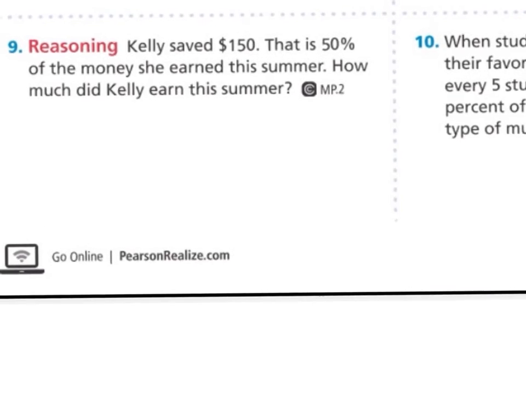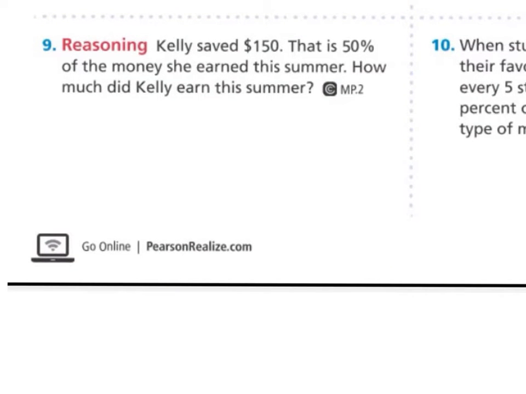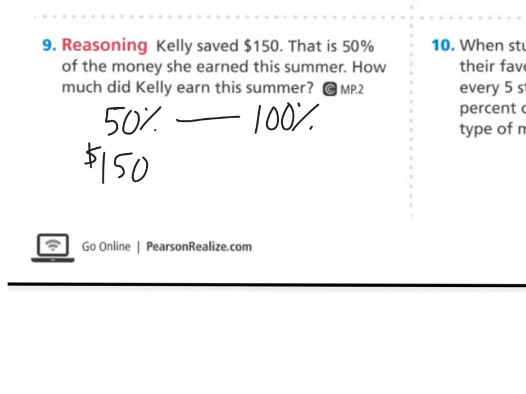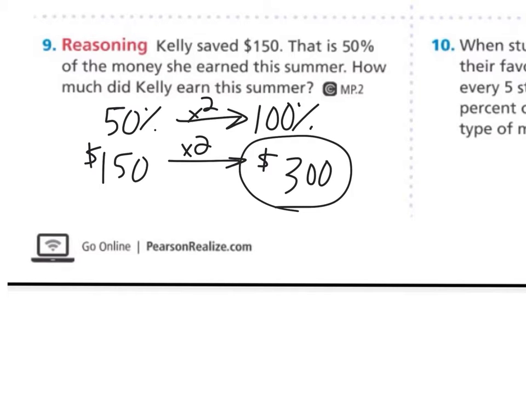If we go to number 9, Kelly saved $150. That is 50% of the money she earned this summer. How much did Kelly earn this summer? So 50% is $150. We're trying to get to the full amount she earned, 100%. So to get from 50% to 100% would be multiplying by 2. If we do 150 times 2, that would be $300. So she earned $300 this summer.